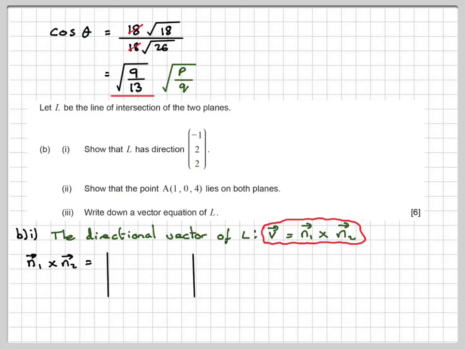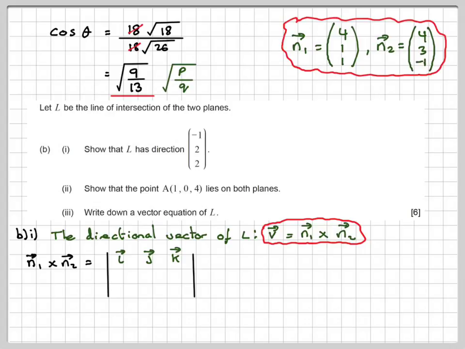So the cross product is done by making a determinant of the matrices. So put i, j, k. These are the two matrices we consider. Just consider the normals. So we're going to put in 4, 1, 1, and then underneath 4, 3, minus 1. Then we cover up this one and find the determinant of what's left. So it's 1 times minus 1, minus 1 times 3.